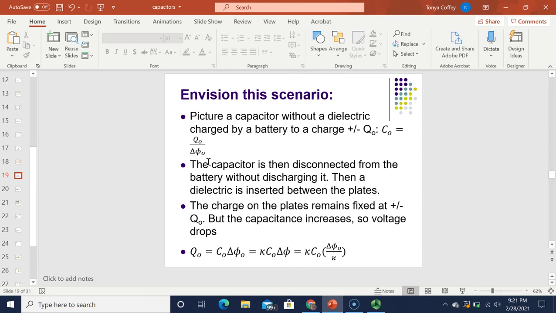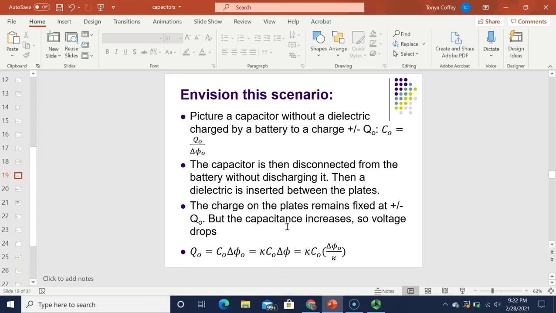Okay, now you disconnect the battery from your plates, and you do this somehow without discharging it, so there's no discharging going on. So the capacitor remains charged. Then, very carefully, without discharging your capacitor, you insert your dielectric in between the plates, okay? Now, because you've done it so carefully, the charge on the plates must remain fixed, and it's still plus or minus Q naught. But because you inserted your dielectric in there, the capacitance has now gone up. It increases, all right? What happens?